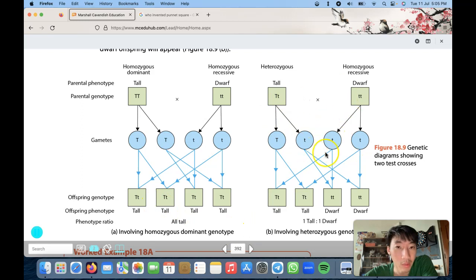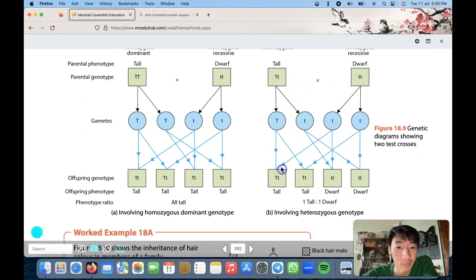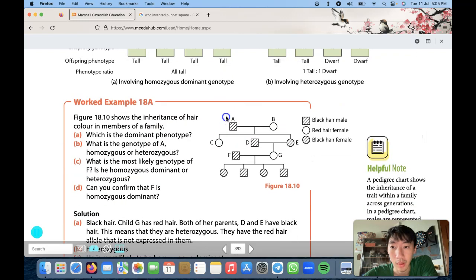I can also try that with parents where one is heterozygous and one is homozygous recessive. This one will split, this one also splits, and in this case we see something different, right? We get 2 tall, 2 dwarf. This is because I'm mixing a heterozygous with a homozygous recessive. Okay, let's try this.